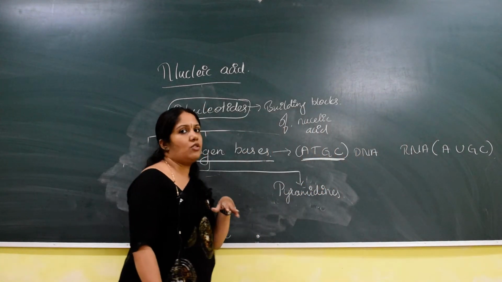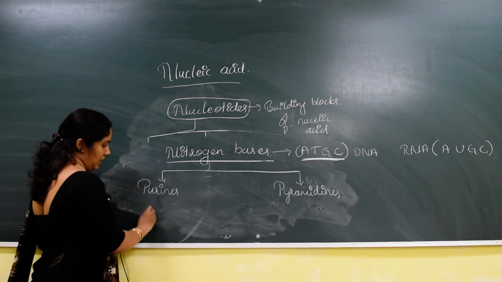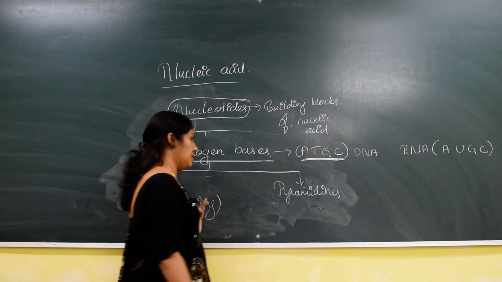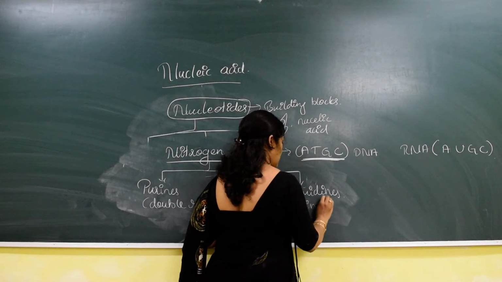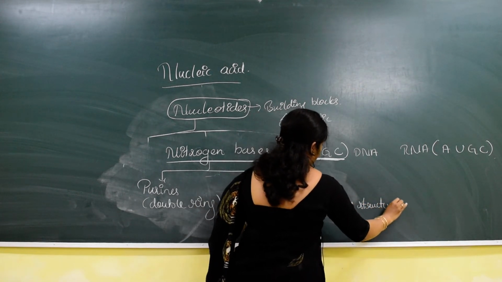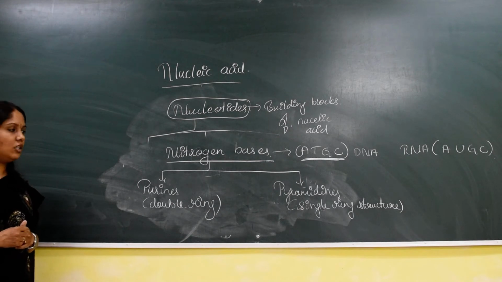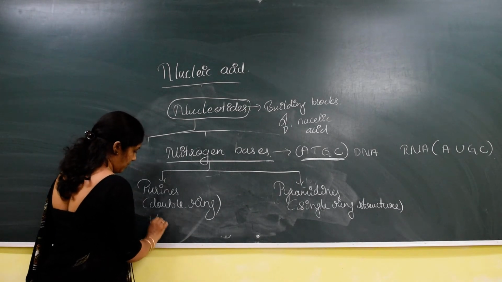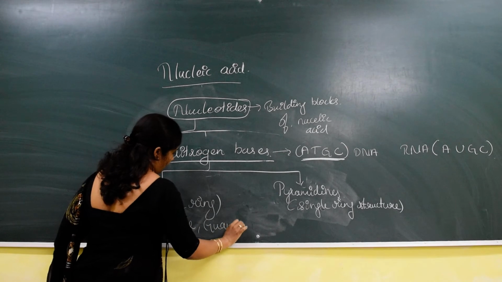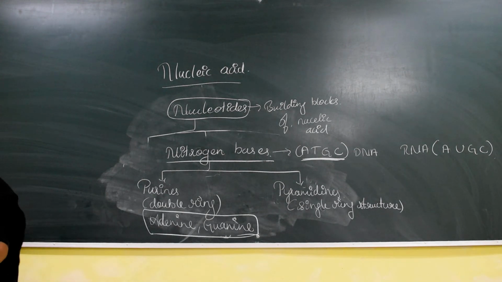Now these nitrogen bases are classified into two categories based on their ring system. Purines are made up of a double ring structure, whereas pyrimidines are made up of a single ring structure. In purines there are two types: one is adenine and the other one is guanine. A and G come under the purines.